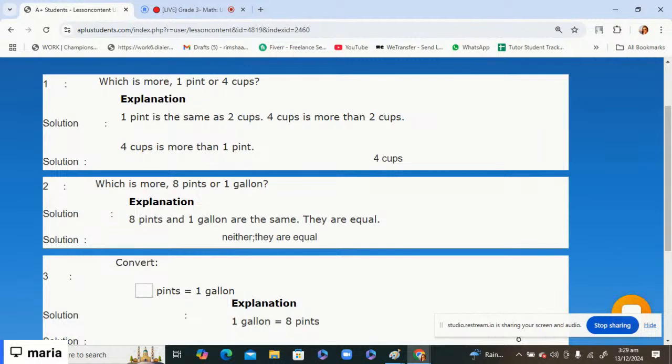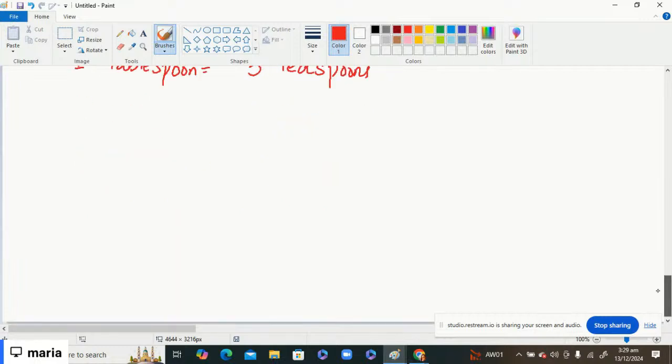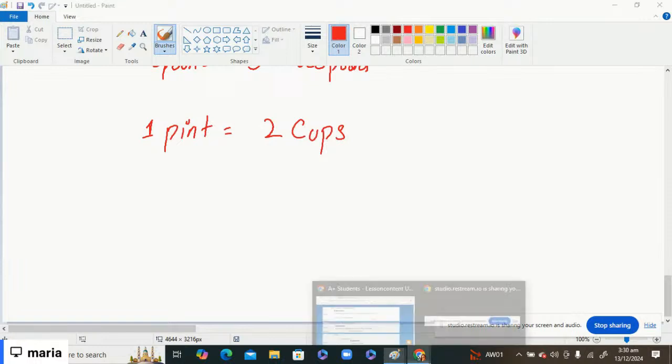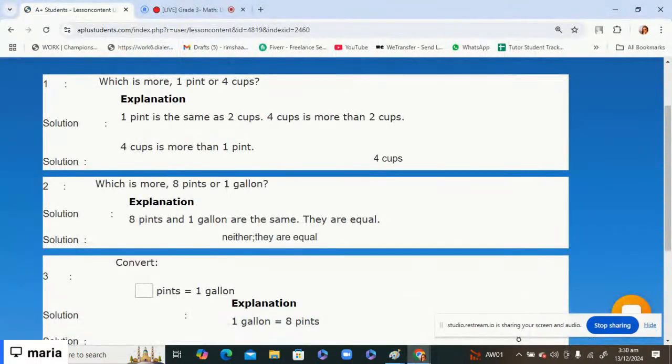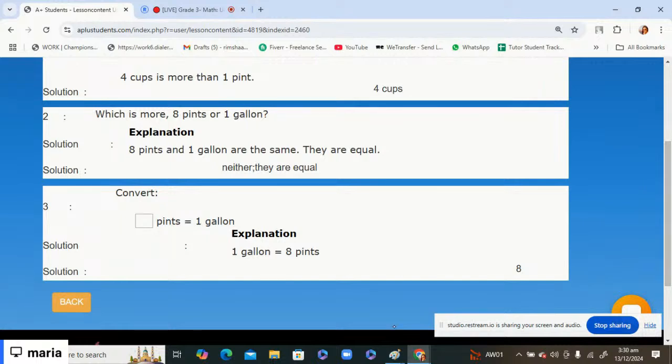So 1 pint and 2 cups are the same, so you put it down here. 1 pint is equal to 2 cups. Okay, and here 4 cups are used, so 1 pint is equal to 2 cups and 2 pints is equal to 4 cups, so 4 cups are greater as compared to pints. Which is more, 8 pints or 1 gallon?